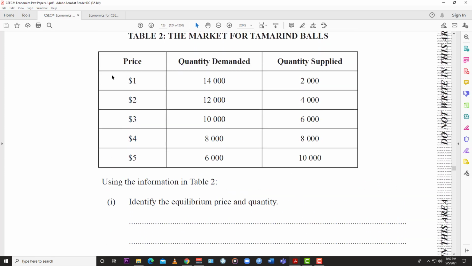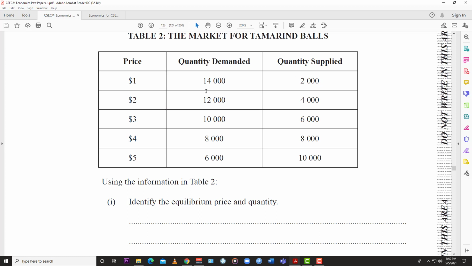Now at $1, the price is low, so demand is of course going to be high. 14,000 high. But because this is the lowest price, nobody really wants to supply at that lower price, because some of them aren't even worth it to turn on the machine and make tamarind balls, because at $1 that isn't really paying you. So you're going to supply way less. And we see it here, where it is below the equilibrium price, right? It's below the equilibrium quantity.